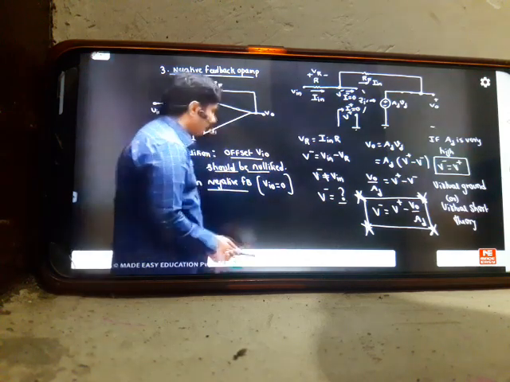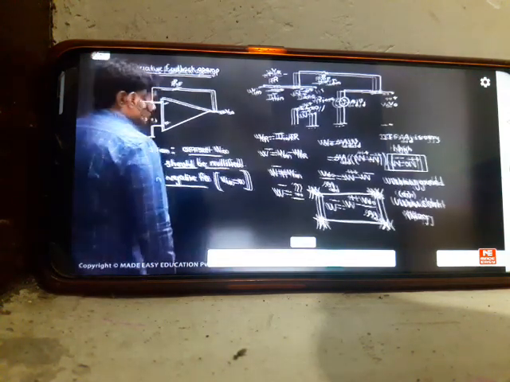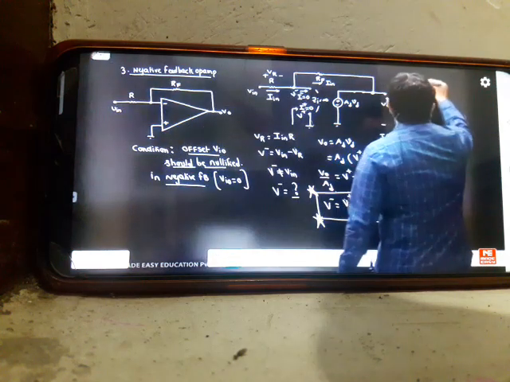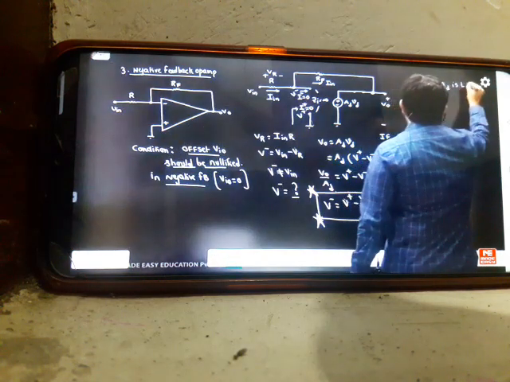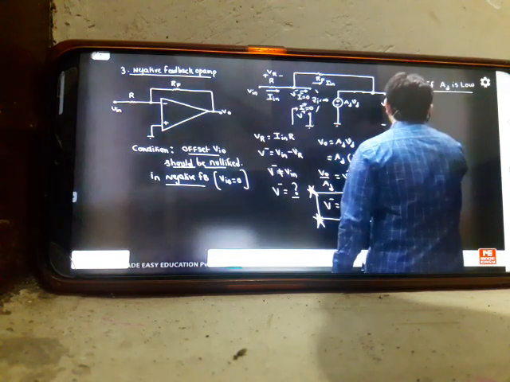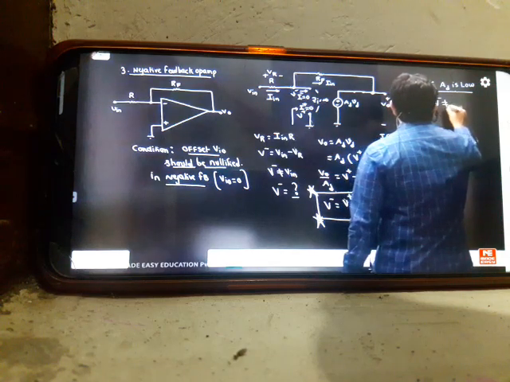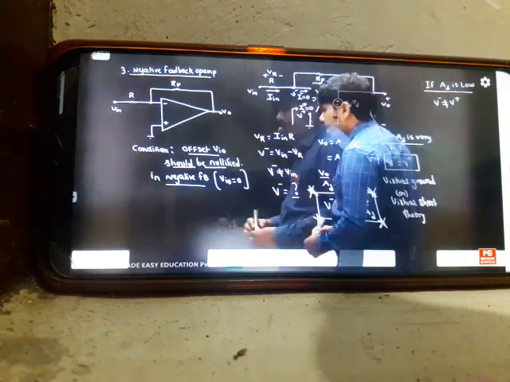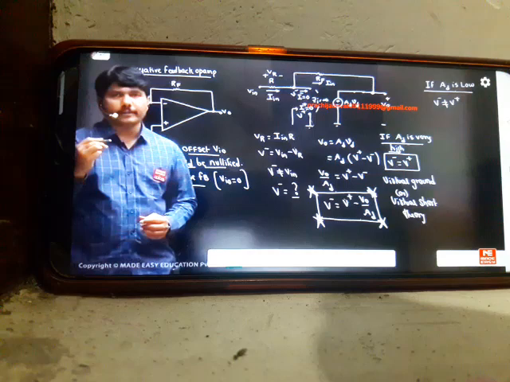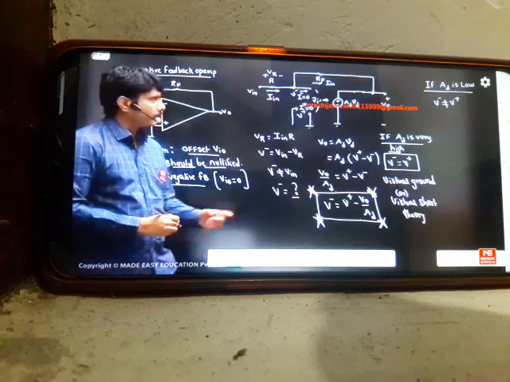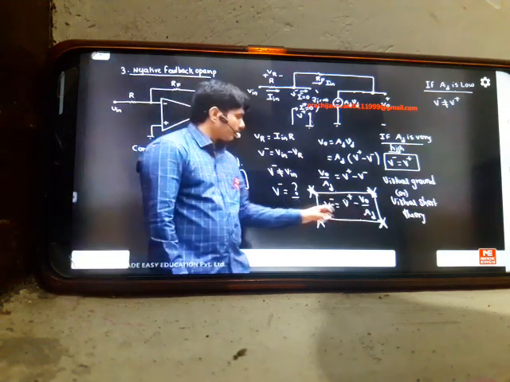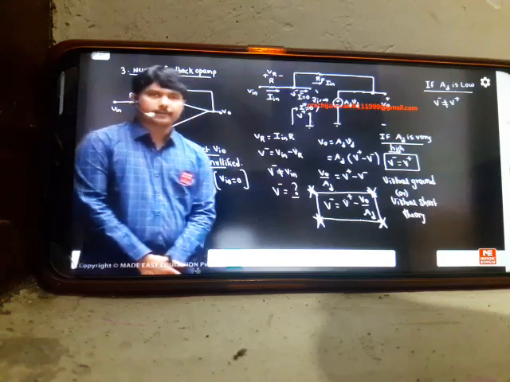But there is one more problem with virtual short theory. If AD is low, and here AD is high, then V minus and V plus you cannot take as the same. There are two situations we have to understand. Virtual short theory is acceptable only when the open loop gain is very high. If the open loop gain is very low, you cannot say these two are the same, because minus of V naught by AD will come into account. That is the main reason.